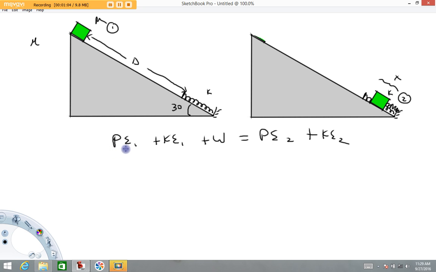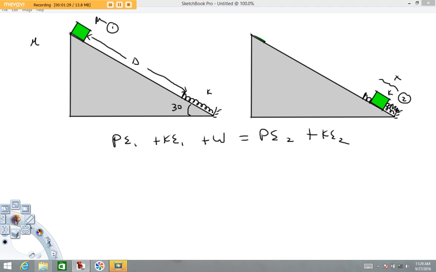All right, so potential energies. There are two types of potential energy to consider in this problem. We've got gravitational potential energy. As this object accelerates down the incline, its gravitational potential energy is decreasing. But there's also an elastic potential energy here when the mass compresses the spring. Position 1 doesn't have an elastic potential energy, but it does have a gravitational potential energy.